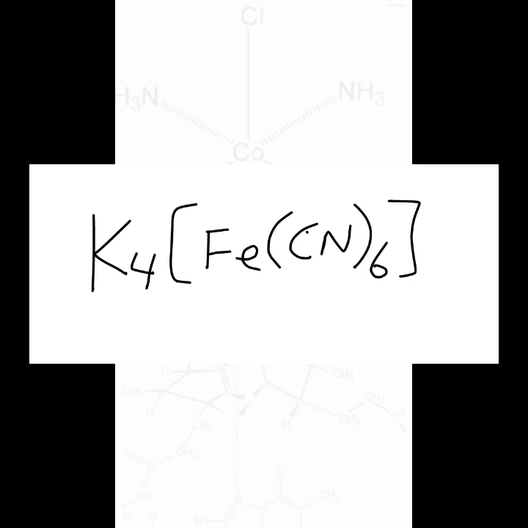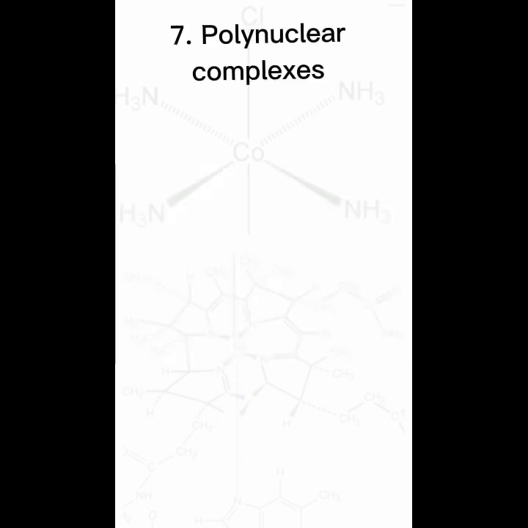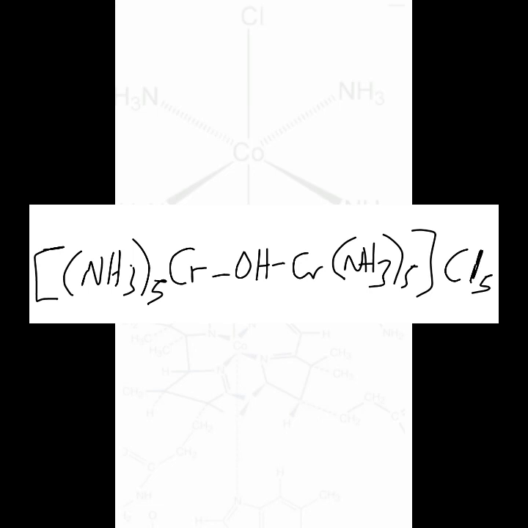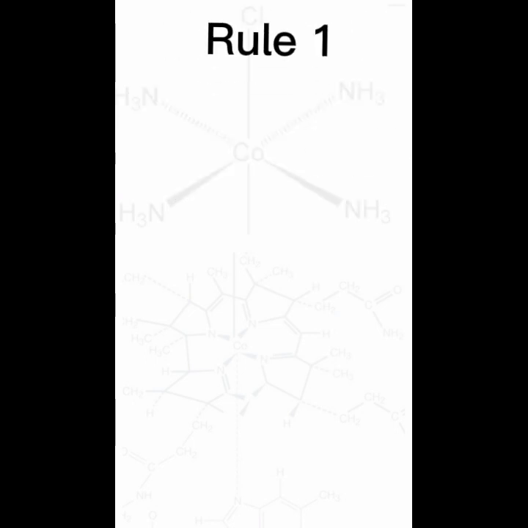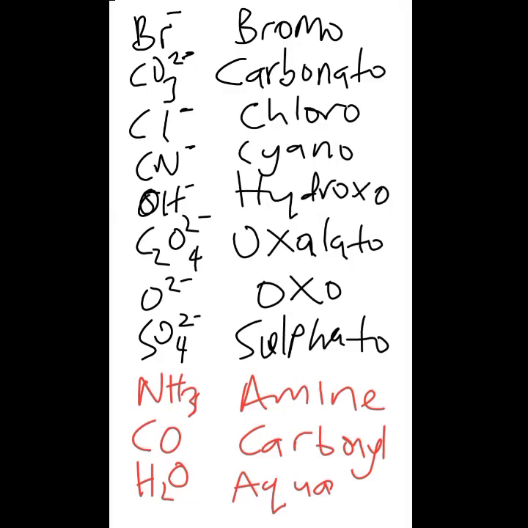In mononuclear complexes, the coordination sphere has a single transition metal. There is more than one transition metal ion in the coordination sphere of polynuclear complexes. Anionic ligands end with O, while organic and neutral ligands retain their customary names as neutral species. As can be seen on the screen, the ligands in black are the anionic ligands, while the ones in red are the neutral ligands.